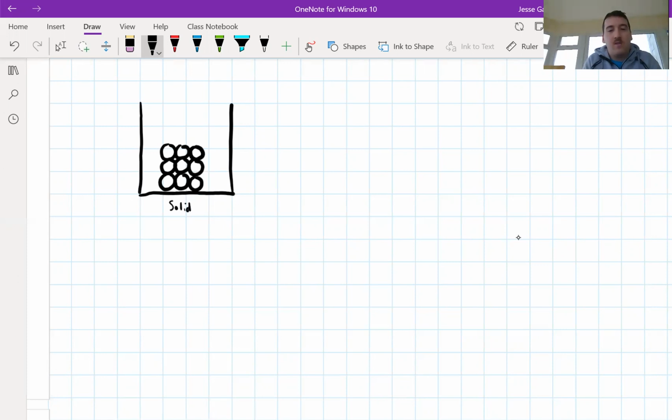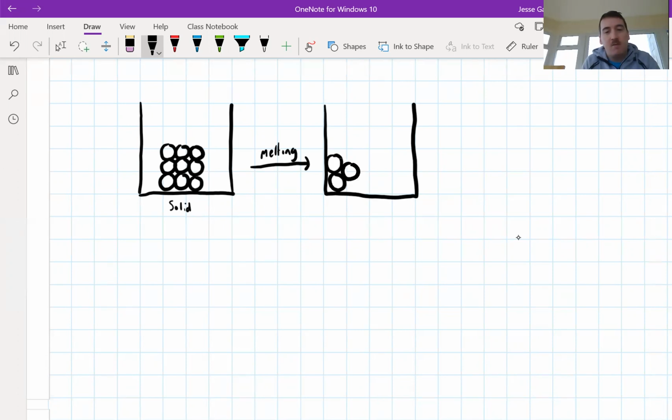And we know that you can take that solid and turn it into a liquid by doing something called melting. We could melt it and turn it into a liquid. When it turns into a liquid, we have to draw the particles rearranged because they're not in that same structure anymore. Instead, they have been given a little bit more freedom to rearrange themselves in a slightly different pattern.